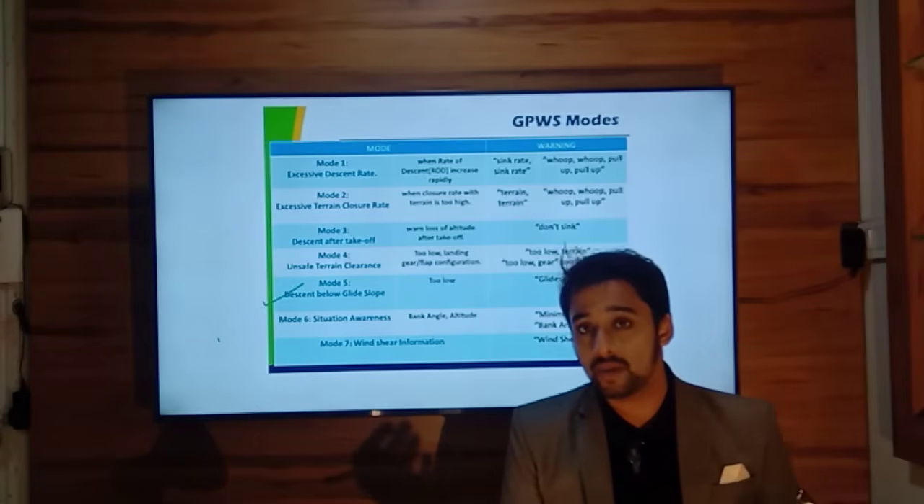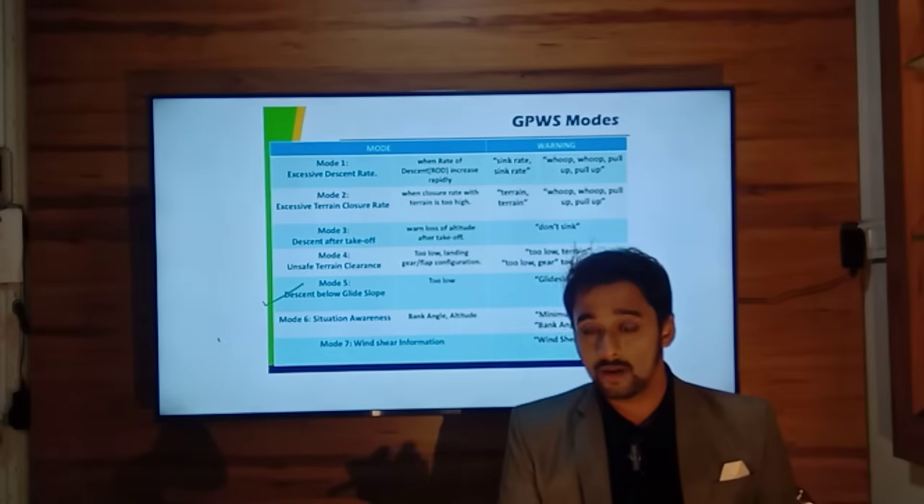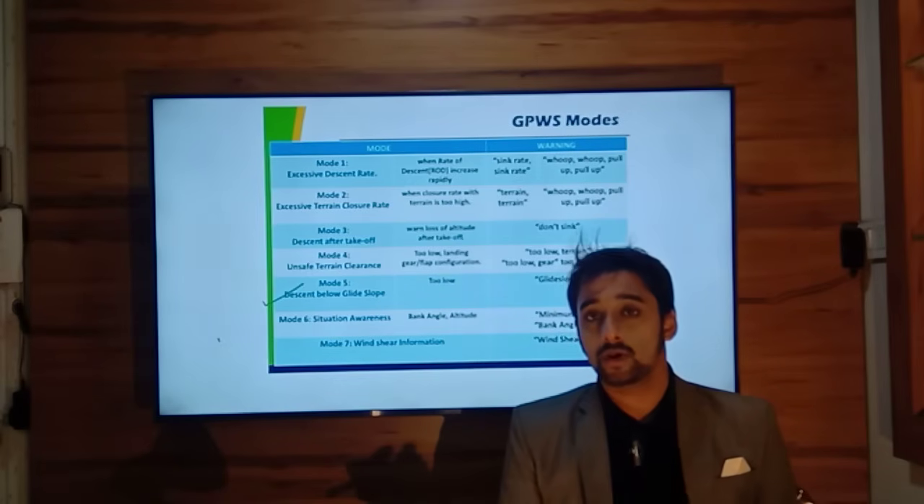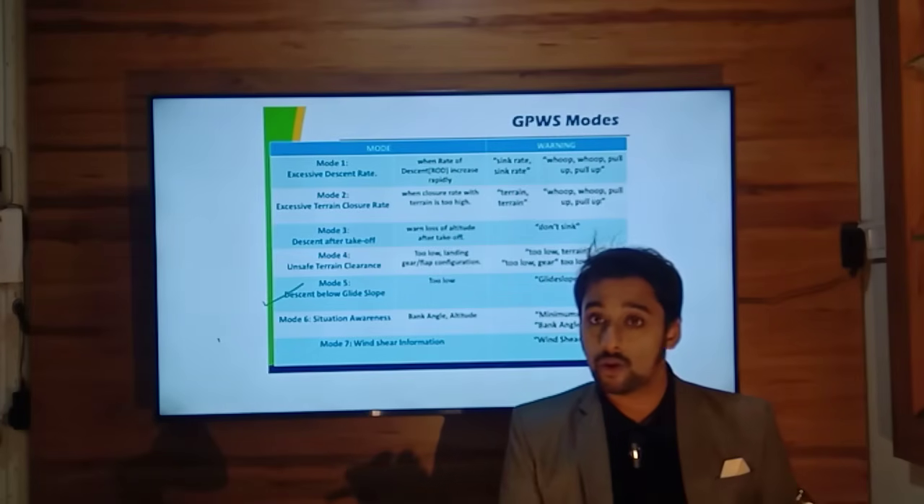So mode 5 is descent below glide slope. Again, just now we did PAPI lights. Whenever you go down below a glide slope beyond a certain limit, there will be a trigger warning, because when you go down below a glide slope, you are actually going down towards the ground. Again, an unsafe terrain clearance, unsafe for your life. So that is another mode.